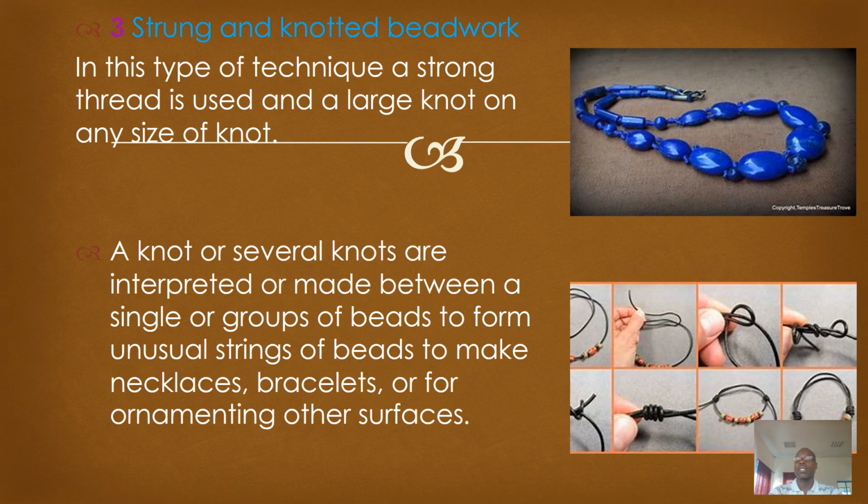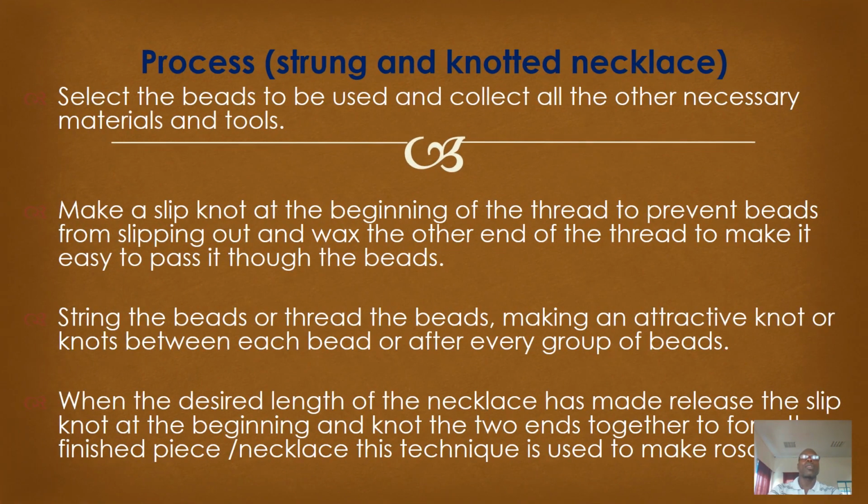When you look at the illustration below, it demonstrates the stages someone can go through when making some of these ornaments. Process of a strung or knotted necklace. We can see stage number 1: select the beads to be used and collect all other necessary materials and tools. Okay, these are the stages.